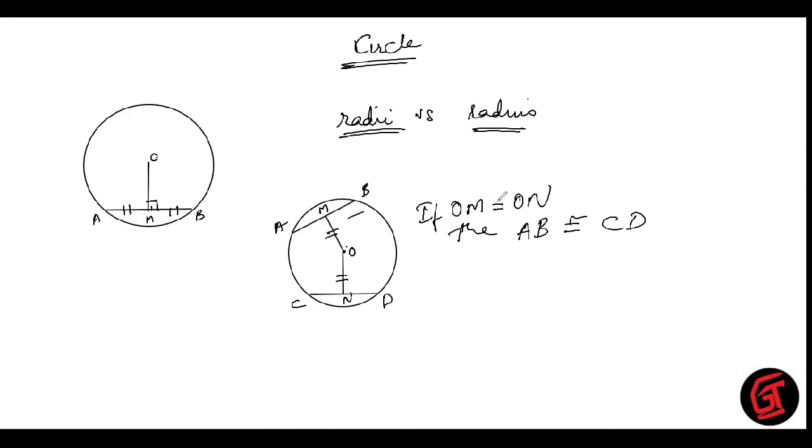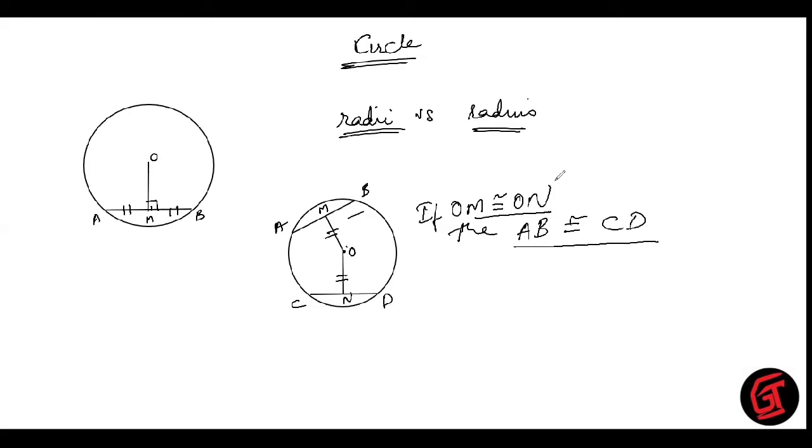There are two more theorems which you all did in your previous standard. Same theorem but converse. Here what they had given: if equidistant, then chords congruent. Converse will be: if the chords are congruent, then the chords are equidistant from the center. So if AB is congruent to CD, then OM is congruent to ON. This is the converse, same thing.